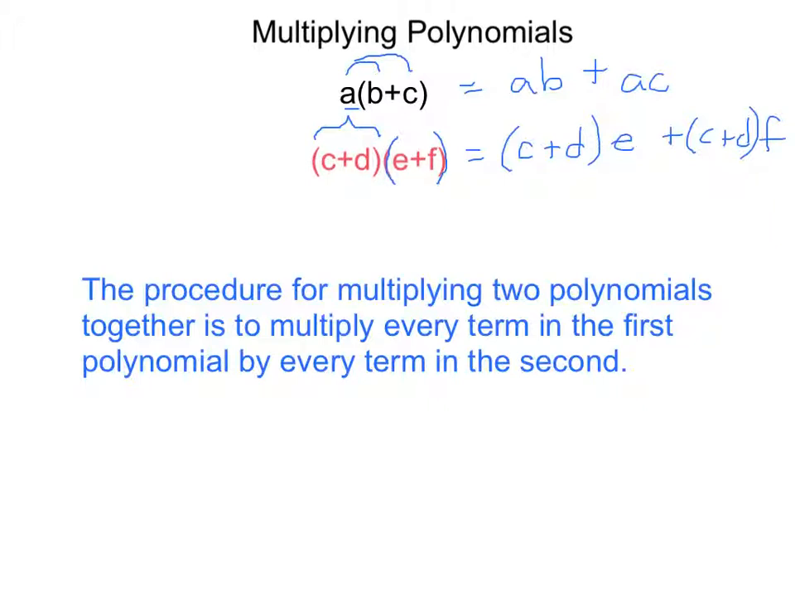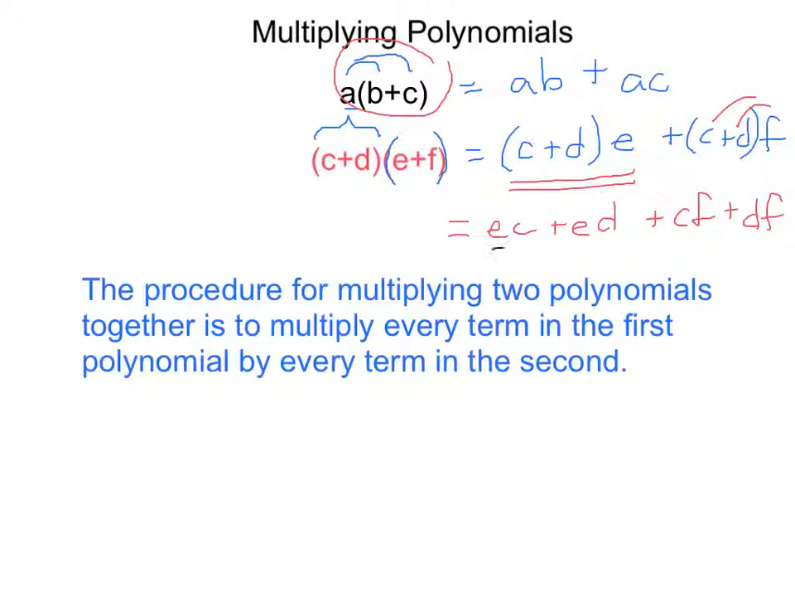Then notice that this right here looks an awful lot like it's in this kind of setup. So I have an E bumping up against the parentheses. I can distribute the E to both terms, so EC plus ED. And then to that I'm going to add the distribution of the F to both terms because that also looks like that. So CF plus DF. So notice what we end up with right here.